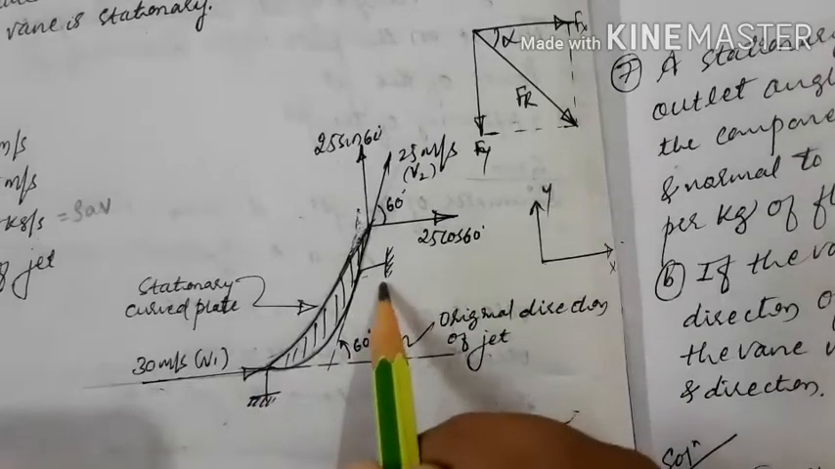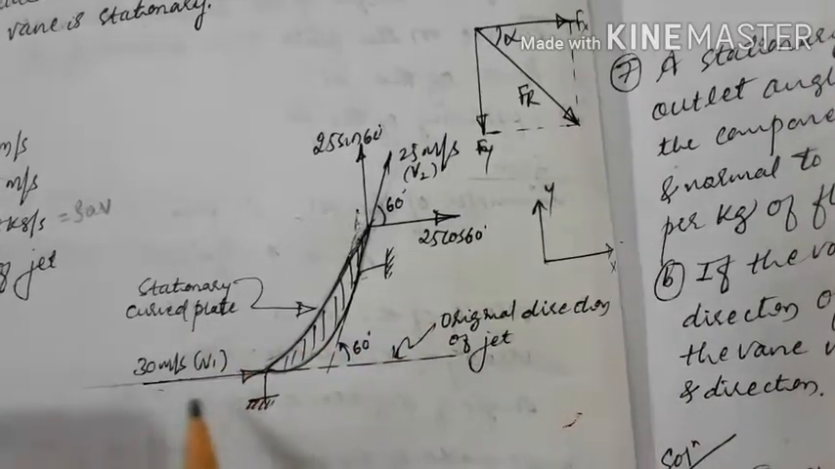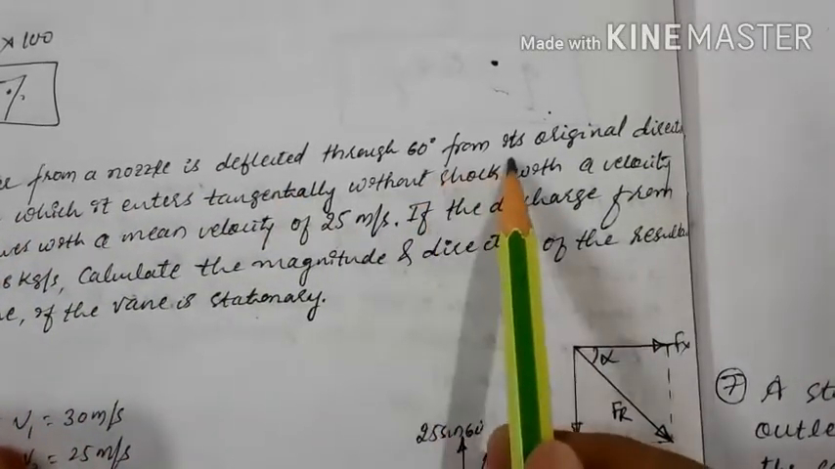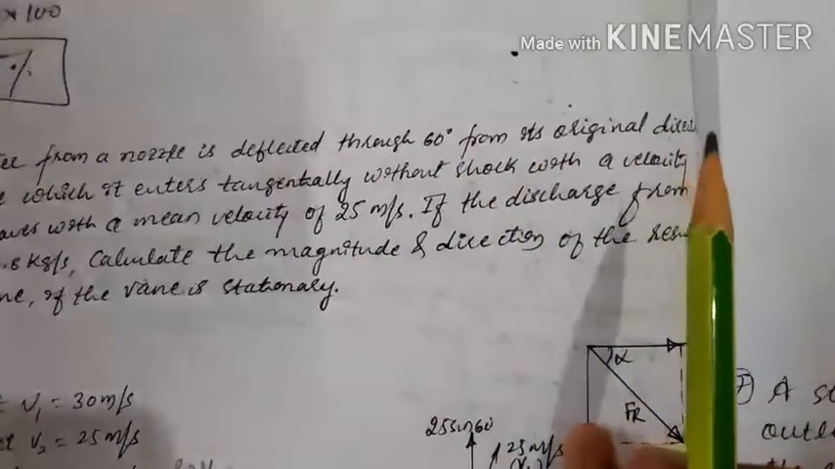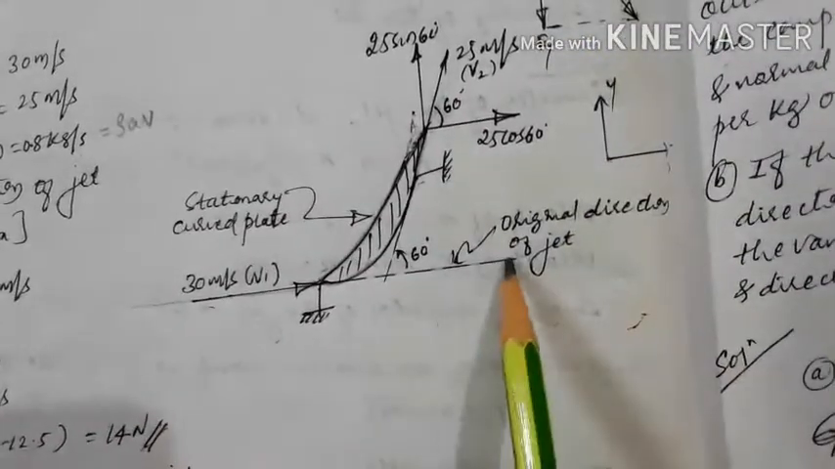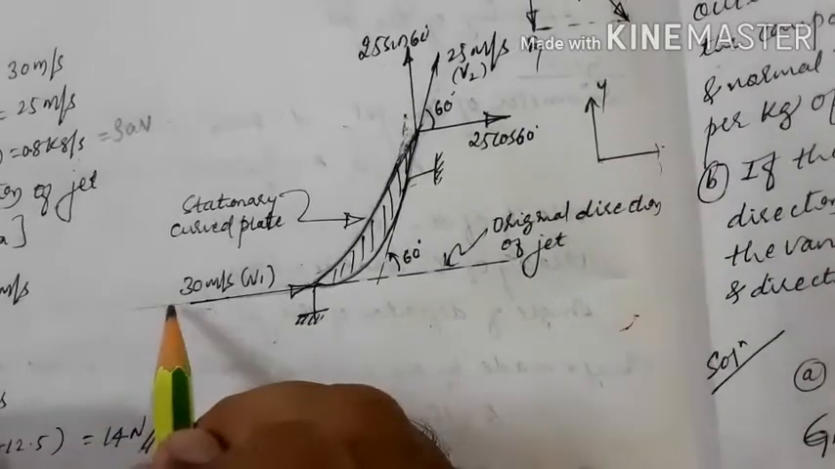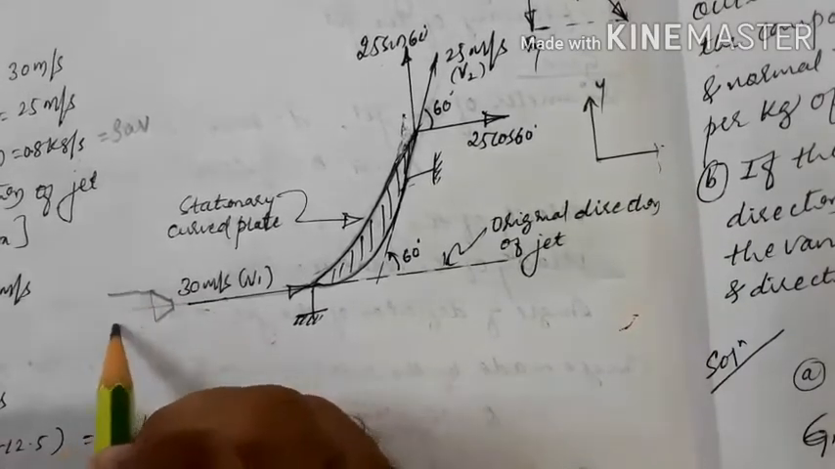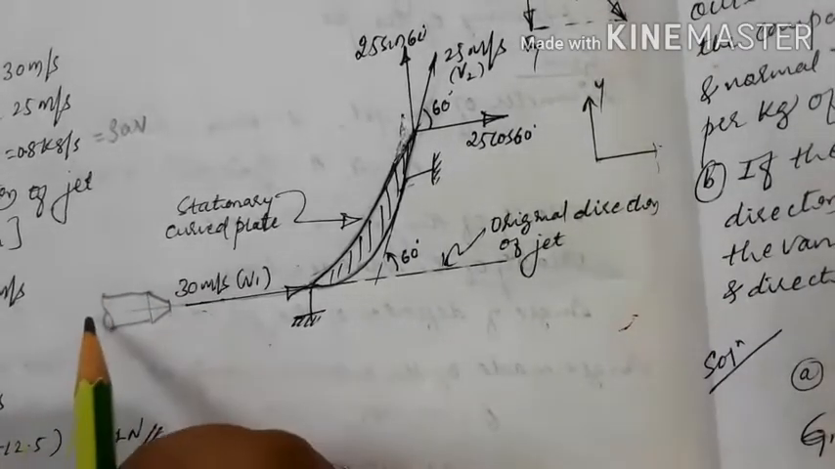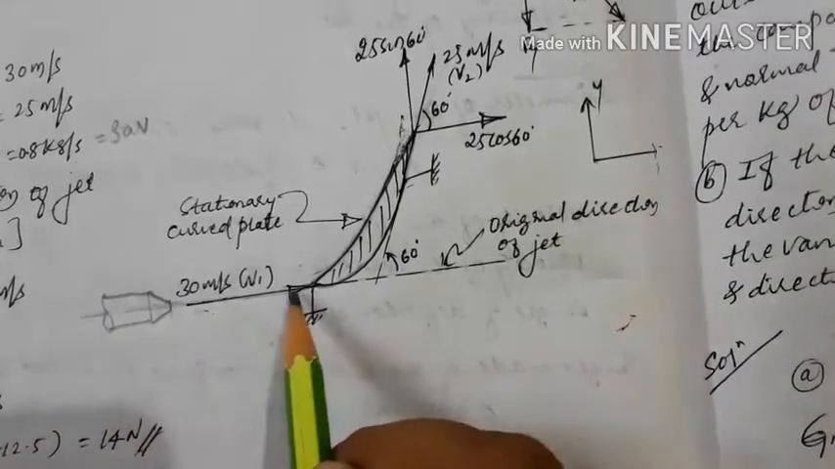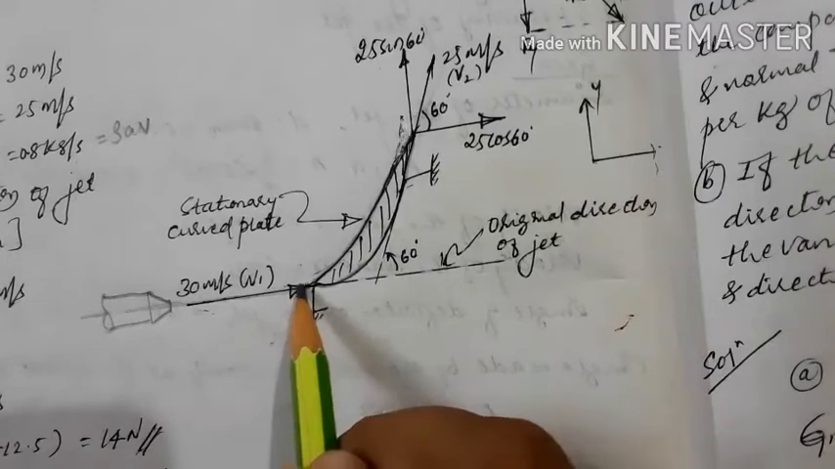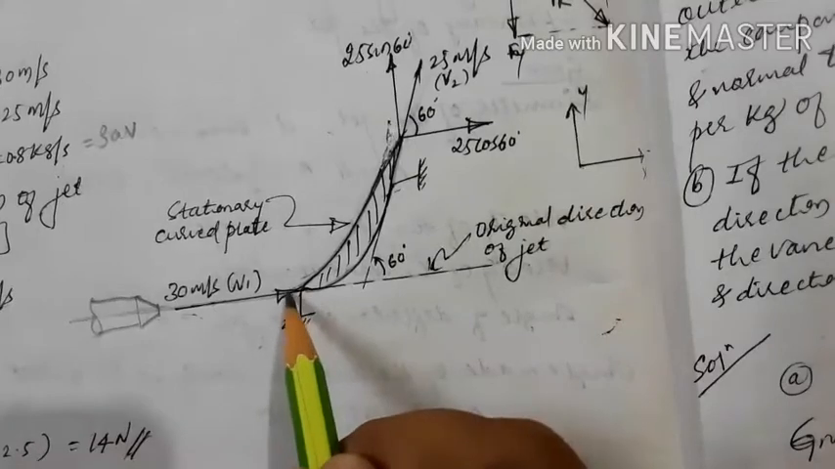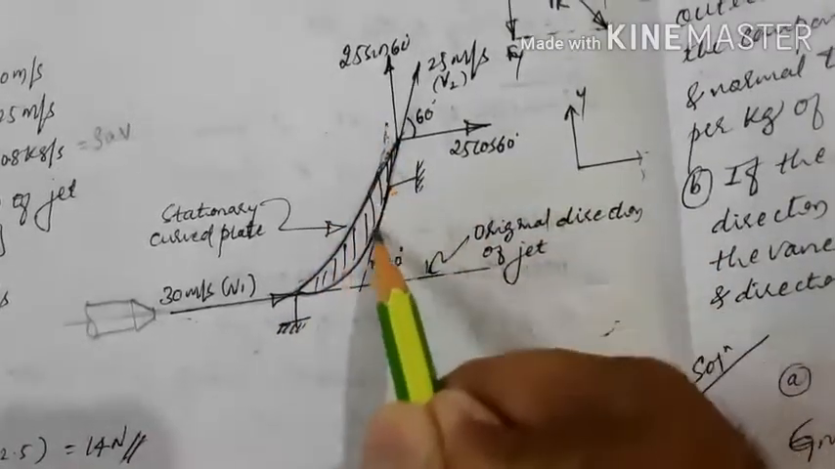And the vane is fixed. It is a fixed vane, that is a stationary curved plate. Here the jet of water from a nozzle is deflected through an angle of 60 degree from its original direction. Hence we have drawn the vane like this. This is the original direction of the jet. The jet is striking the vane at one of the tips and entering tangentially, and deflects. This is the original direction of the jet, and from this direction it is deflecting through an angle of 60 degree.